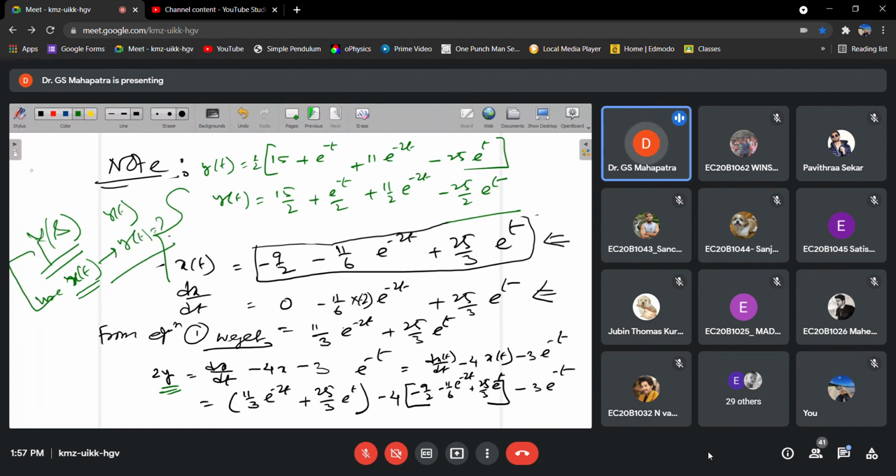For either x of t or y of t, you have to find any one, as per the steps we have already discussed. So now, last one, write down a few problems.